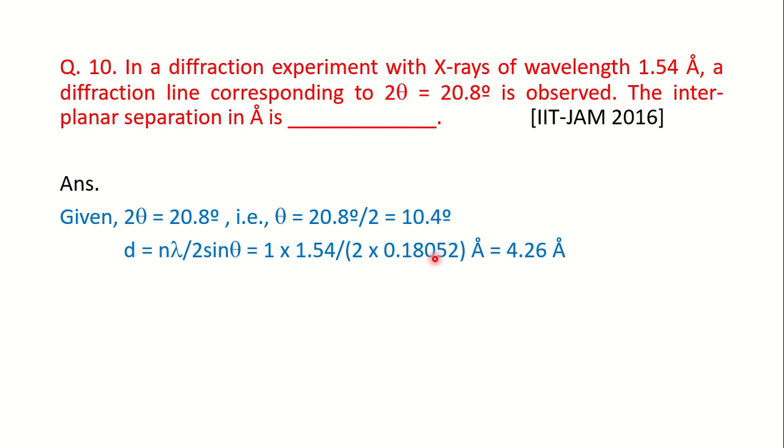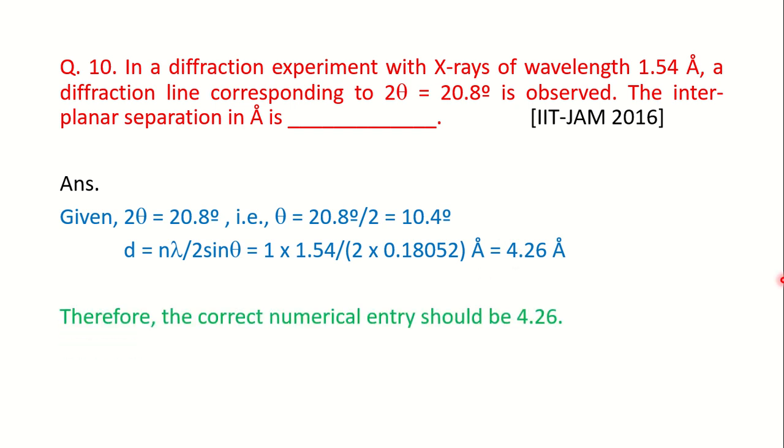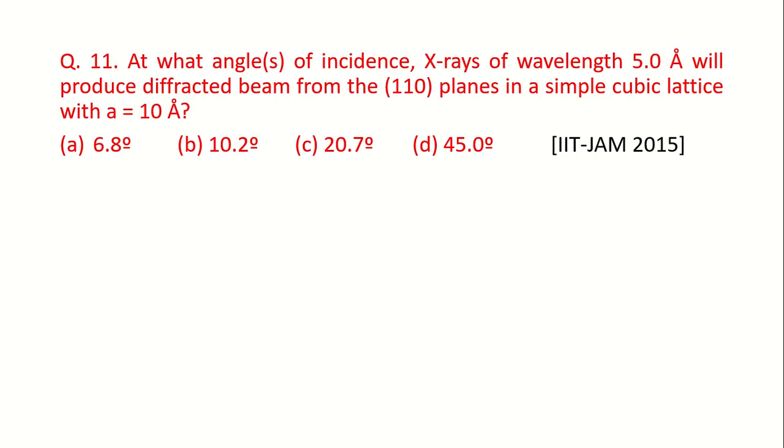Okay, so you can take the help of a calculator or log table and you can find the value of this sine 10.4 degree. Okay, and this way the final calculation gives the result 4.26 angstrom. So you have to just make an entry of 4.26 only. This is an NTA type of question. Next question, question number 11.